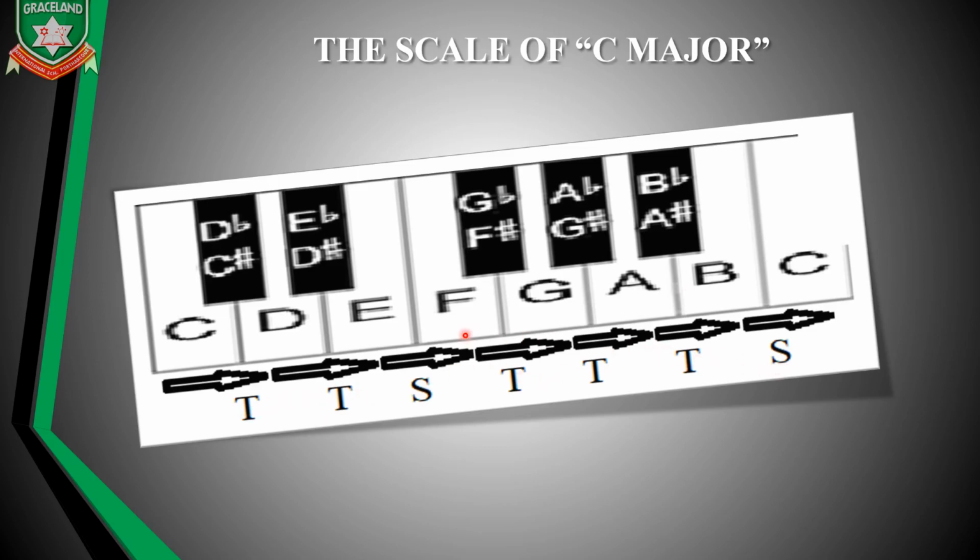So C major, naturally, C to D is a tone, D to E is a tone, E to F is a semitone according to the law, F to G is a tone, G to A is a tone, A to B is a tone, and B to C is a semitone according to the law. This is what you call the only natural key in music. That's the scale of C major.